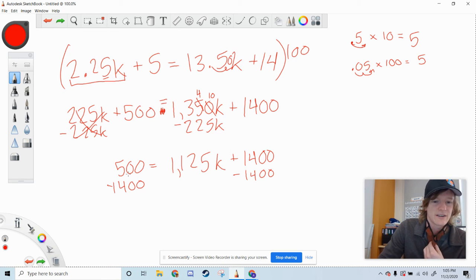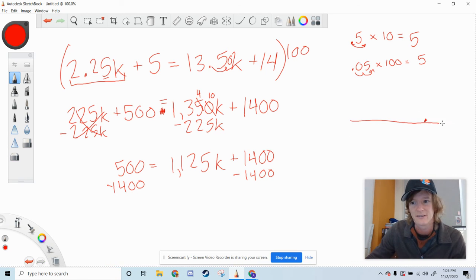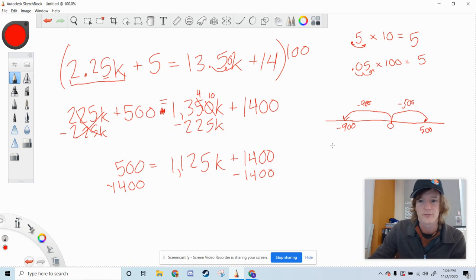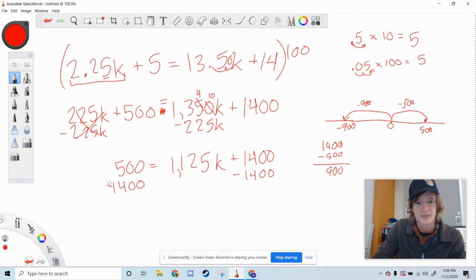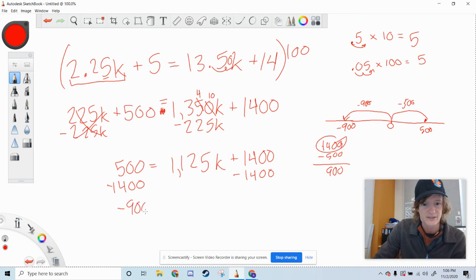Negative 1,400 plus 500. I like to think about that. Maybe I'm at 500 on a number line, and I need to go down by 1,400. So this was 500. So let's go down. 500 puts me at 0. And then I need to go down another 900. Takes me to negative 900. Or we could do 1,400 minus 500, and we're going to get 900. But make sure it's negative because the 1,400 was negative and it's bigger. So I have negative 900 equals 1,125k.